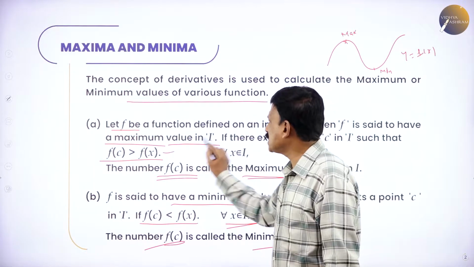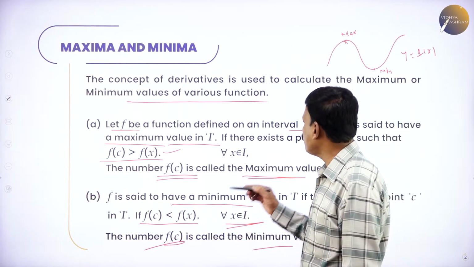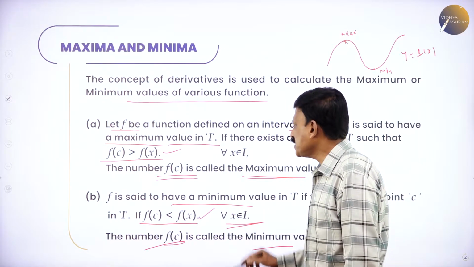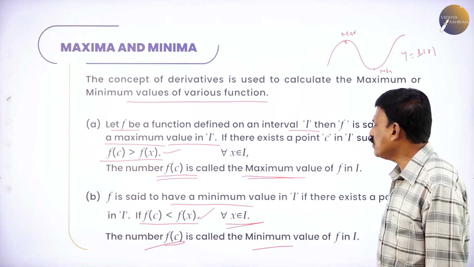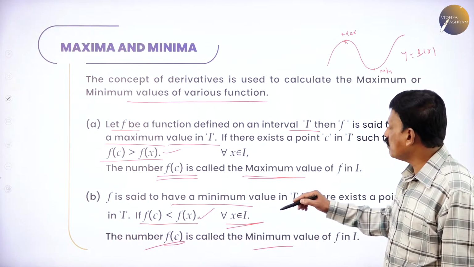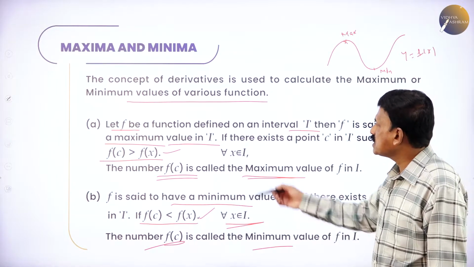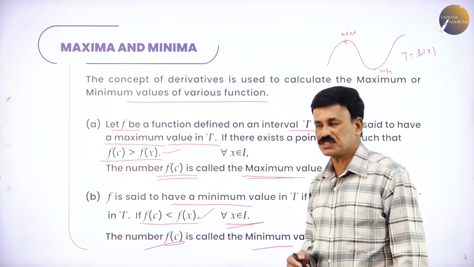So if f of c is greater than f of x, then we will have a maximum value. If f of c is less than f of x, then the function will have a minimum value, and the minimum and maximum value is got by putting c in the given equation.